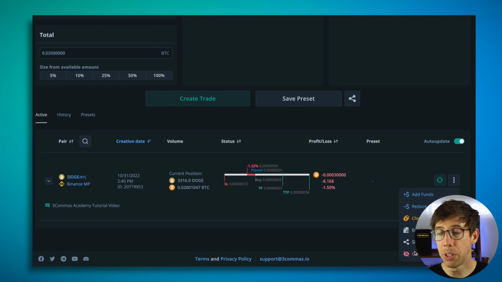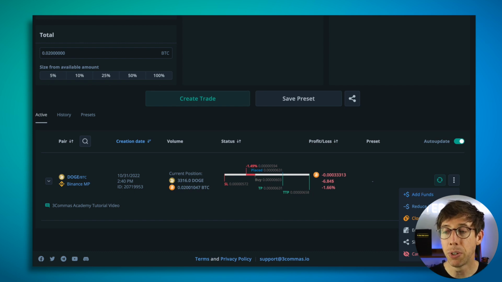Let me just go through these real quickly. Canceling the order means that I'm still left with the tokens. I still have Doge. Nothing's changed. I'm still going to be holding onto these tokens. So if I hit cancel, that means I still have them on the exchange. If I want to get rid of them, I choose close at market price.